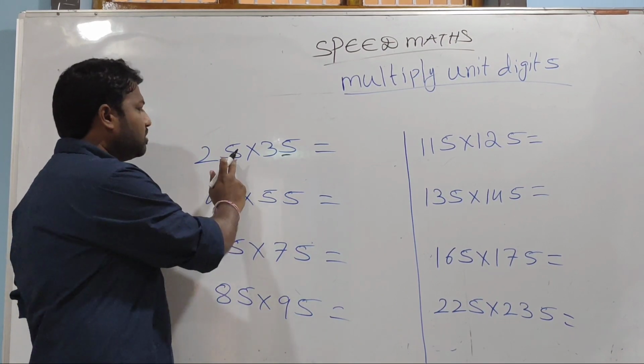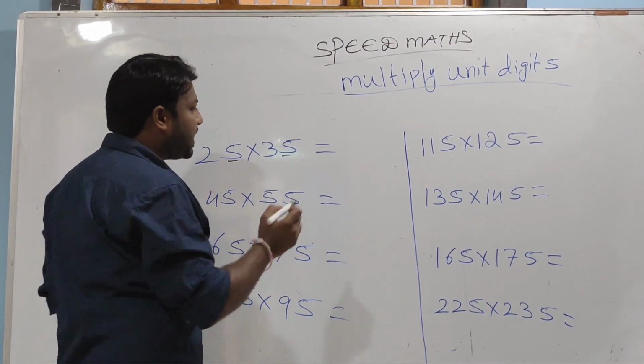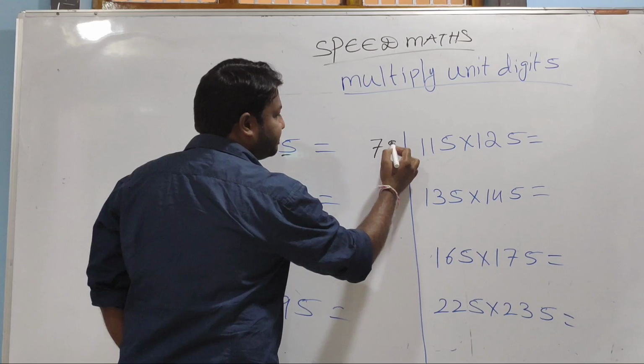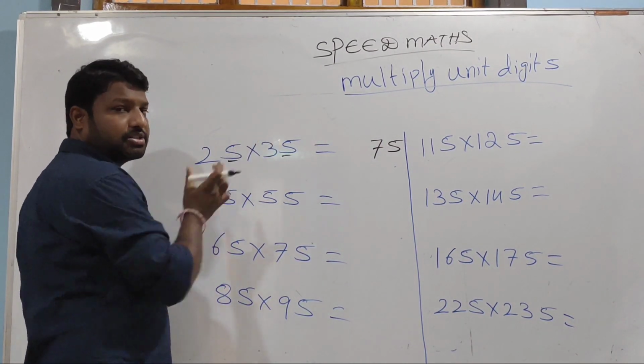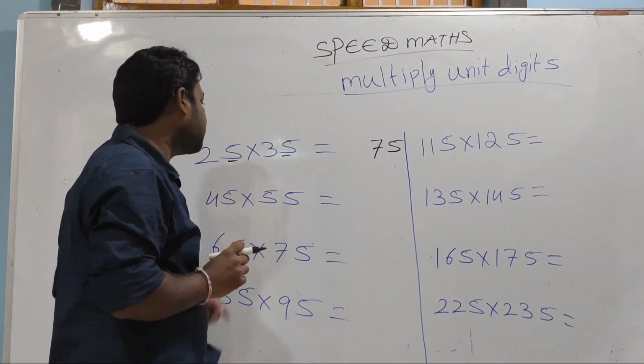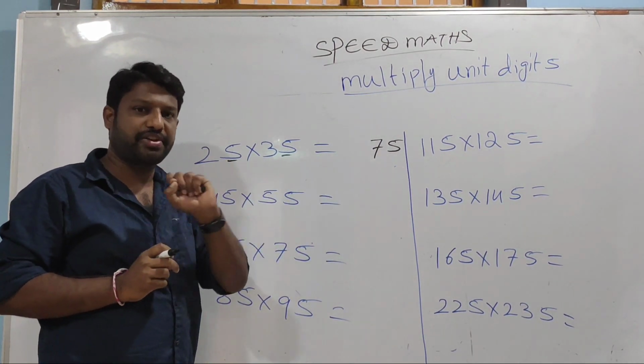So what I will do is, 25 and 35. First, directly I will write here 75. The last two digits are 75. The last digit is 5, and the difference between the two is 10. If that is the case, then directly write the last two digits as 75.